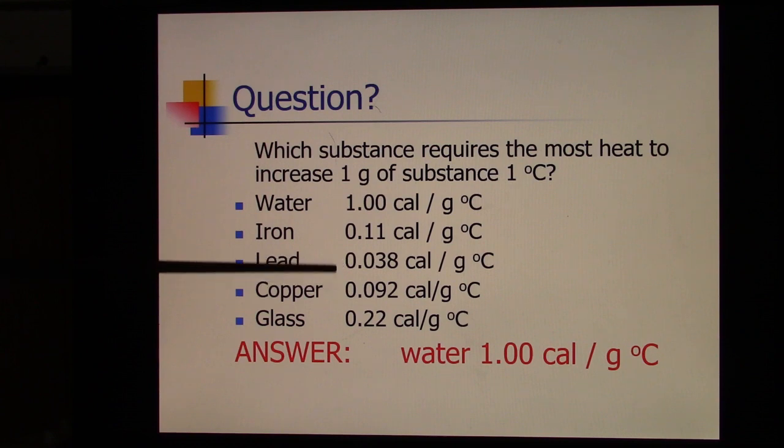Substances that have low specific heats, like lead and copper, heat up quickly, but they cool down fast. So the higher the number, the more energy or heat it takes to heat up. The lower the number, the less energy and heat required to heat it up.